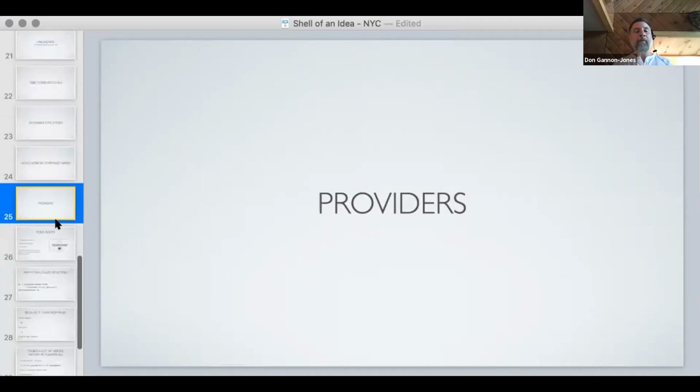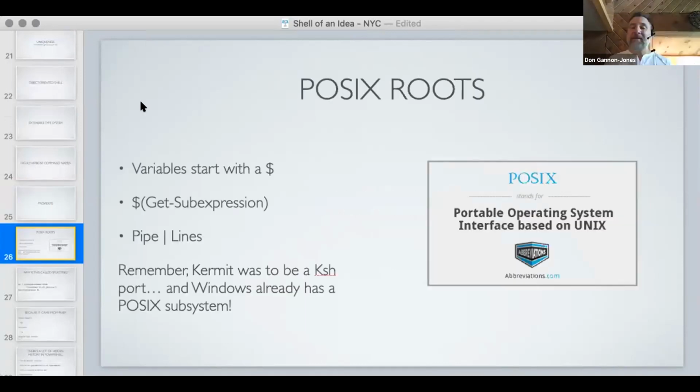PowerShell has some roots in POSIX. Now, POSIX is the portable operating system interface based on Unix. Windows NT has always had a POSIX subsystem in addition to the Win32 subsystem we all know and love. In POSIX, variables start with a $ sign. Does that sound familiar? It has sub-expressions where you have a $ sign in parentheses, and then it'll execute whatever's in the parentheses. POSIX has pipelines, as do many other shells.